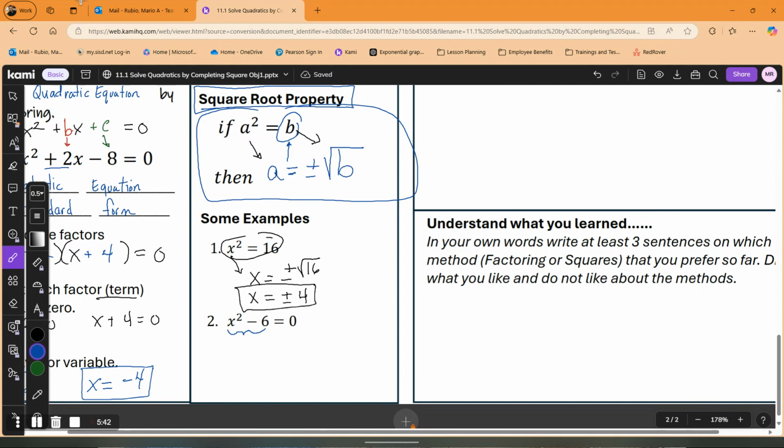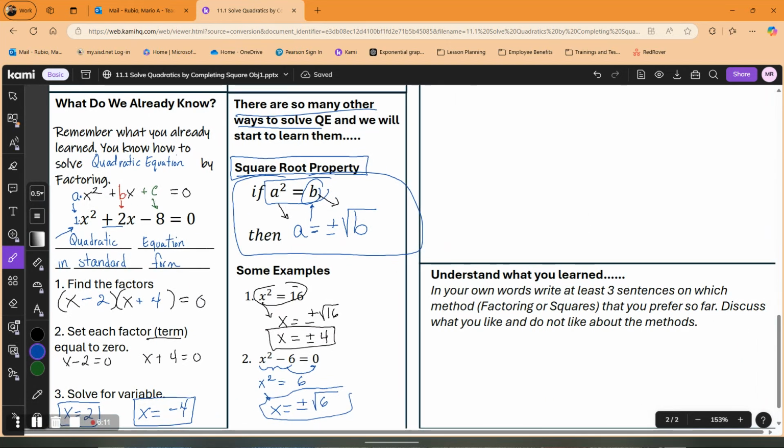This one, we're not quite ready yet. We have to get this 6 over here because I want it to look like this form, a squared equals b. So I'm going to just rewrite this real quick. X squared equals positive 6. Now it looks like the same form, and I'm going to go from x squared to x, and then plus or minus the square root of 6. Now 6, there is no square root that's even, so my final answer is actually just x equals plus or minus the square root of 6.